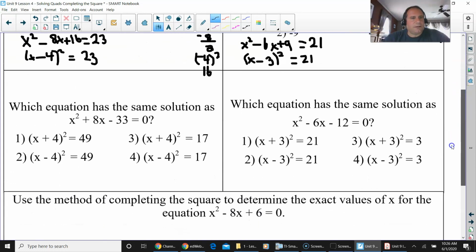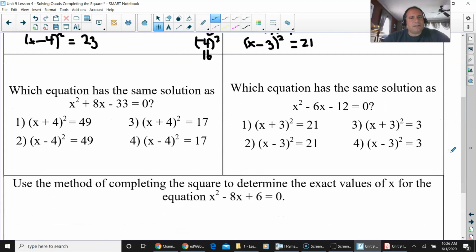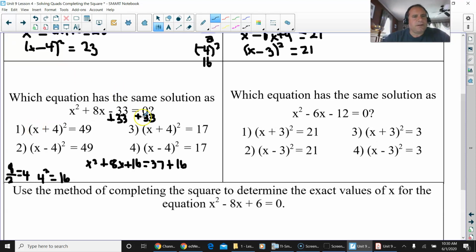All right, so which equation has the same solution as x squared plus 8x minus 33 equals 0? Try it again. You see where they're leading you here, so you just go ahead and use completing the square to determine which one has the exact value of x. Press pause now.